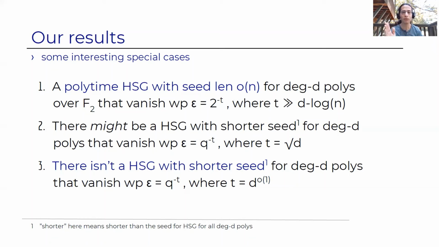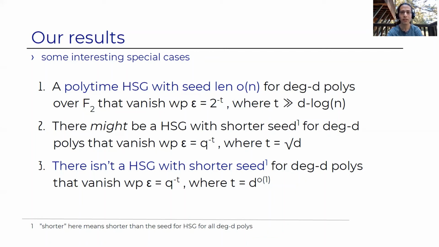But moving further to the right, we already have a lower bound. Specifically, we prove that there does not exist a hitting set generator with noticeably shorter seed compared to the general case for degree d polynomials that vanish with probability q to the minus d to the little o of 1, say polylog d. And this is an existential result, an existential lower bound. It does not depend on computational complexity.